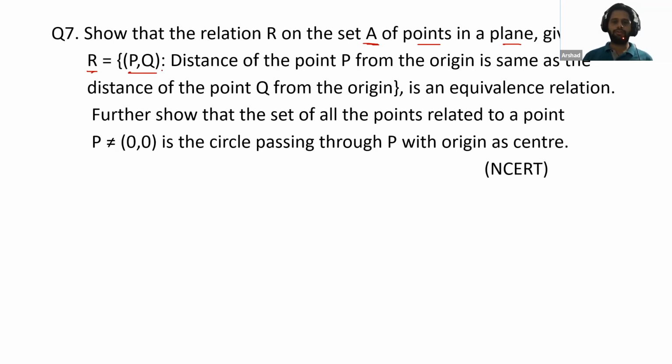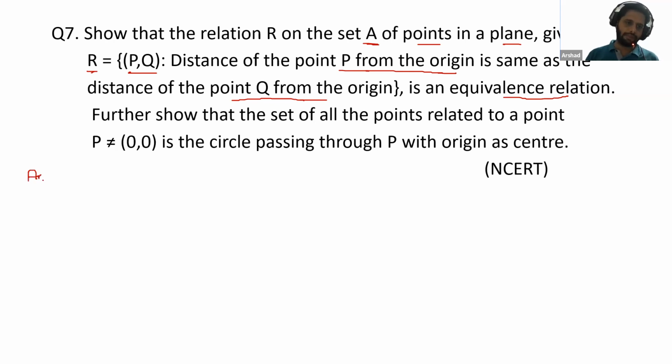And what is the relation? The relation is that the distance of P from the origin is the same as the distance of the point Q from the origin. So they have taken 2 points, P and Q, from the set A, and the condition is that the distance of point P from the origin should be equal to the distance of Q from the origin. This is an equivalence relation. Second part we will see later on. So first of all, you need to prove that this is an equivalence relation. Okay, we will check this.